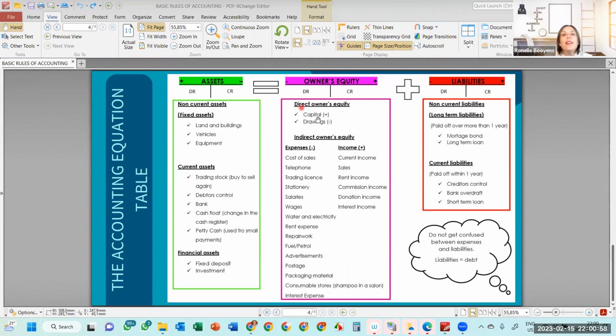So whenever the owner gives money to the business, so when he starts up the business, he makes a capital contribution. He gives some of his money to the business. We call that capital. Throughout the lifespan of the business, or the existence of the business, the owner can give more money to the business, maybe for the business to expand, or whatever the case might be. So every time the owner gives money to the business, it will be recorded in the capital account.